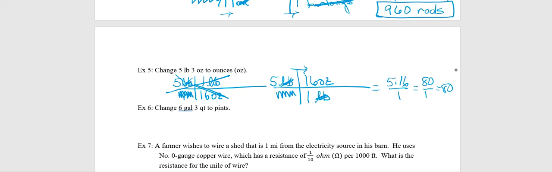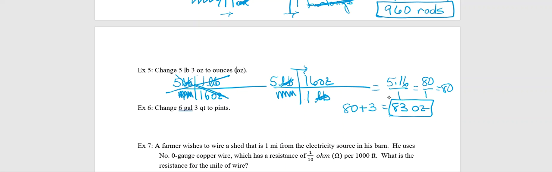Now, don't forget, we originally had 5 pounds and 3 ounces. So these 80 ounces, we have to add the 3 ounces there to get the total ounces. So 5 pounds, 3 ounces is equivalent to 83 ounces.